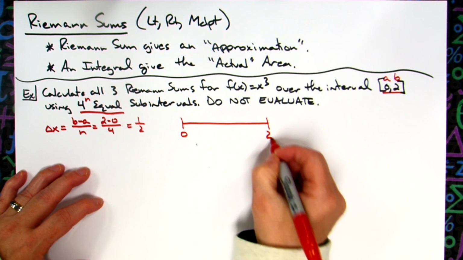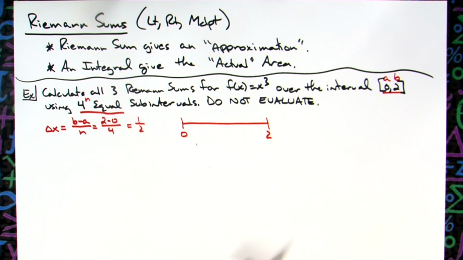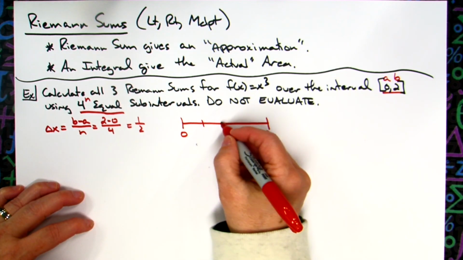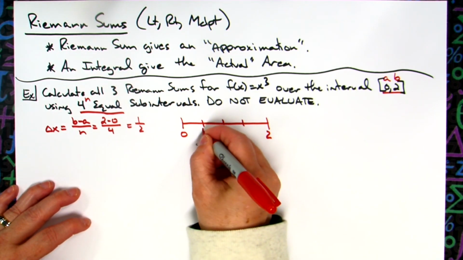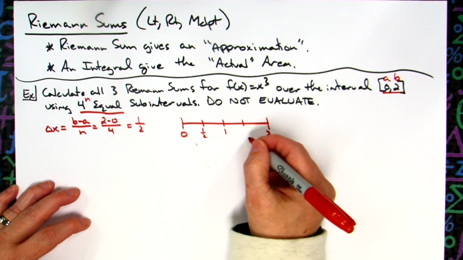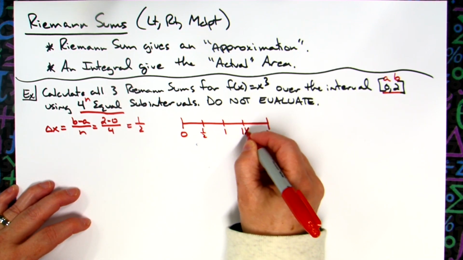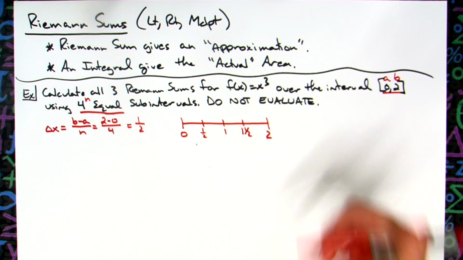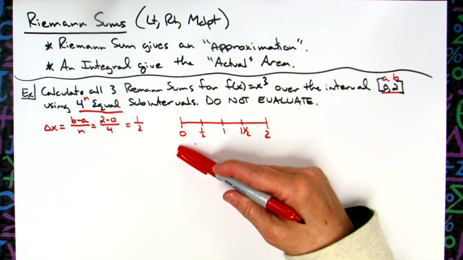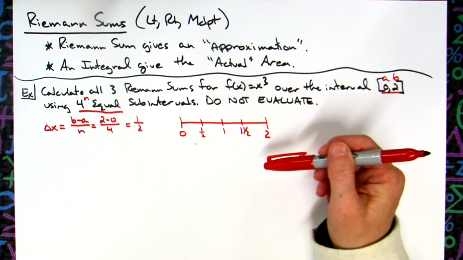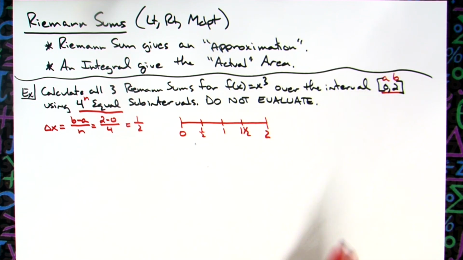I'm going to have 0 to 2 because that's my interval, and then put your little 3 hash marks in there so that you can see that this one is half, this one is 1, this would be 1.5. The only reason I highly recommend doing this is you can just see then if you're using a left, if you're using a right, if we're using the midpoints. We'll figure that out here in a minute.